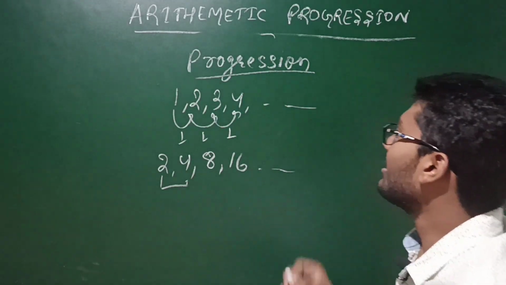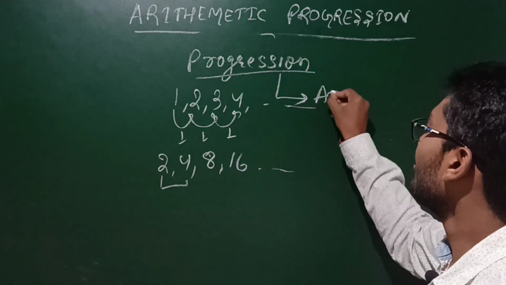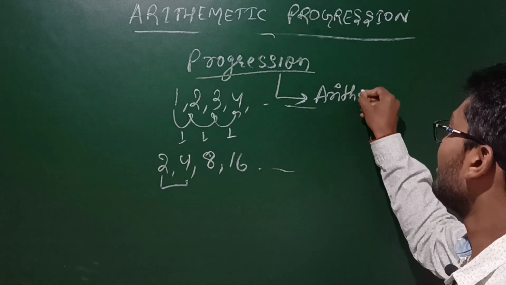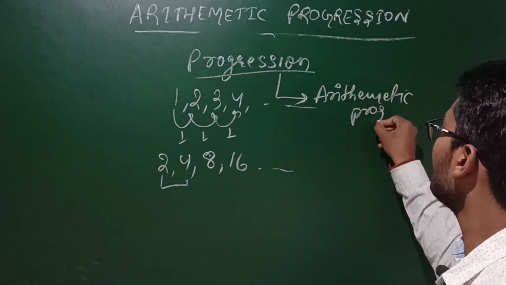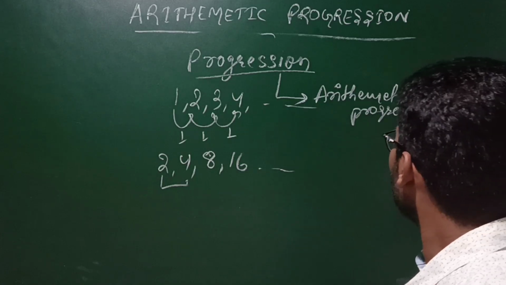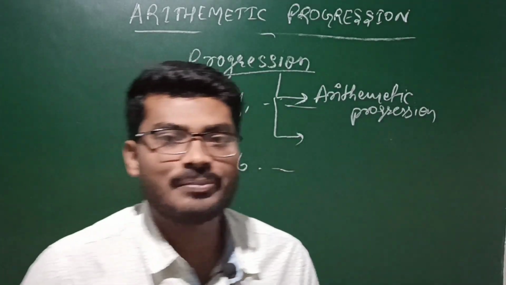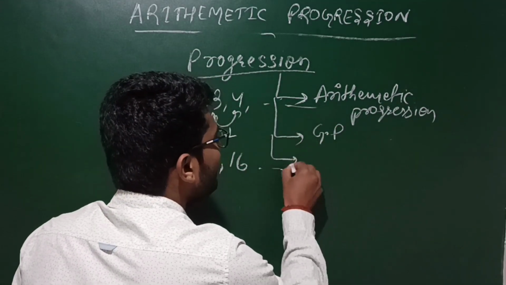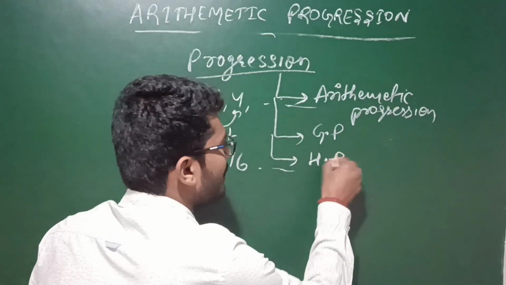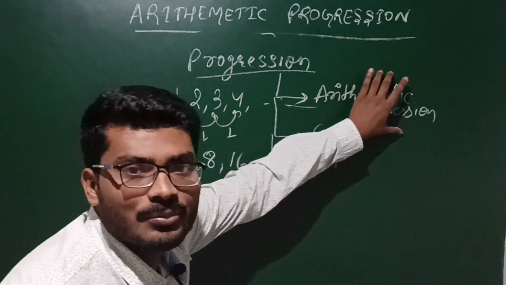There are three different types of progressions. The first one is arithmetic progression. The second one is geometric progression, which can be represented by GP. And the third one is harmonic progression, which is HP. In this lecture, we are going to study arithmetic progression.